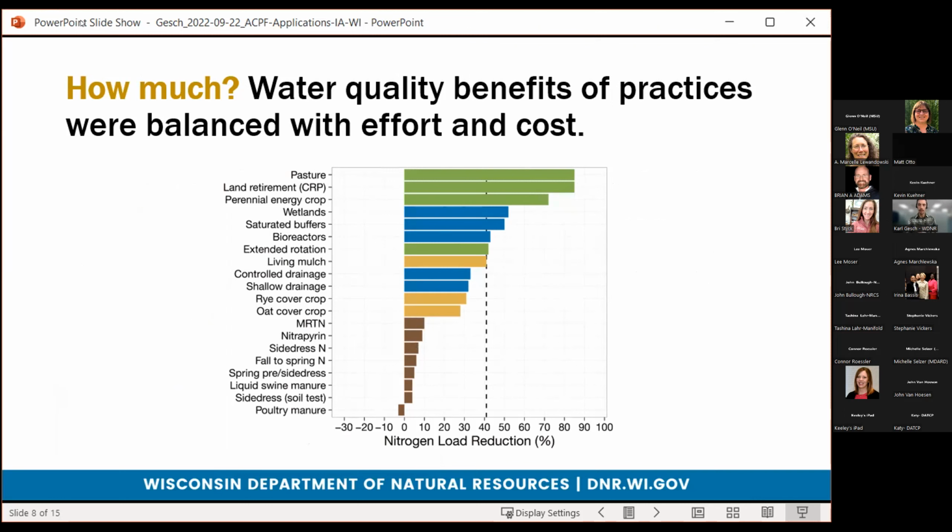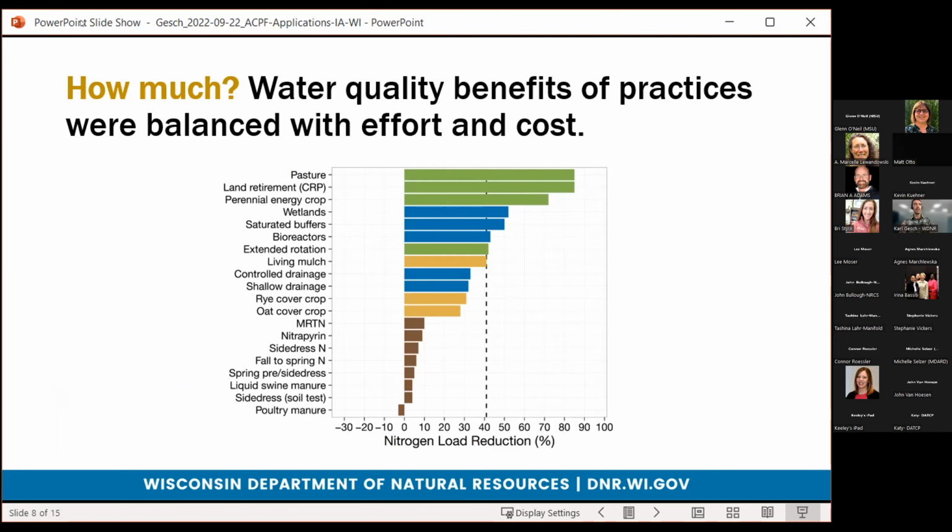So just for example, here on the slide is a chart showing the average performance that would be anticipated from the practices shown on the screen in terms of how much nitrogen load they would reduce. The dashed line on the chart is the 41% goal for the nutrient strategy. As you can see, some practices on average you'd expect to more than meet that goal at the field scale, other practices, not so much.